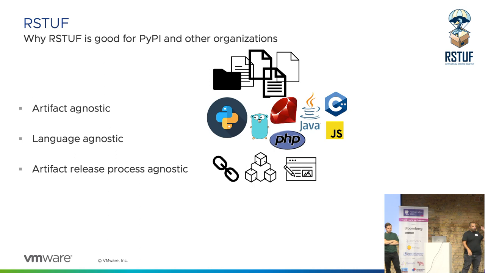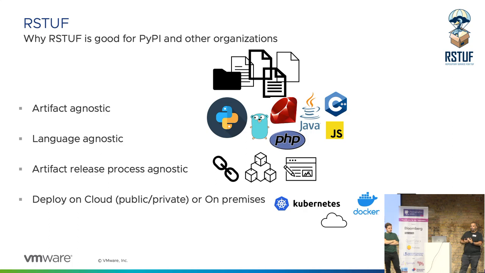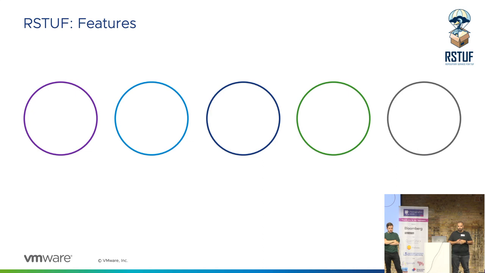And as you saw, the release process, we don't want to change your release process, how you build your packages. But we want to add a step there so that you can just publish your artifact in the TUF metadata as well. And how you can deploy RSTUF: you can deploy on premises or public cloud. We are now working to support, for example, S3 to store the TUF metadata. So it's very flexible the way that you do this. So what are the current features of RSTUF?